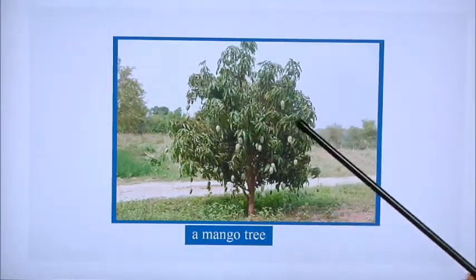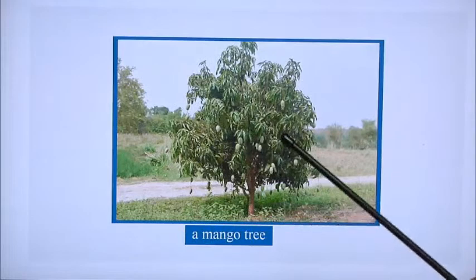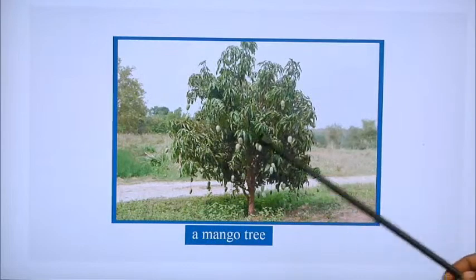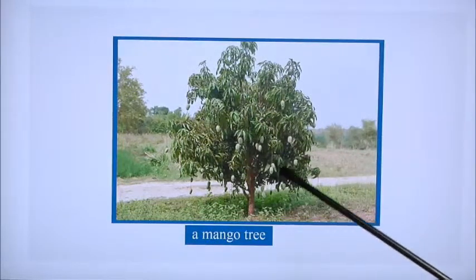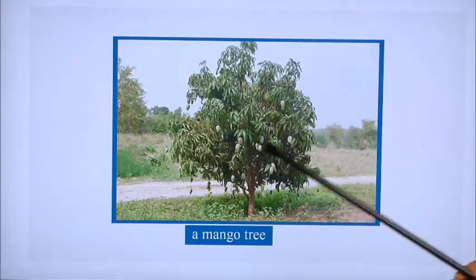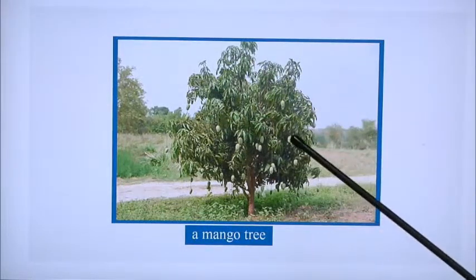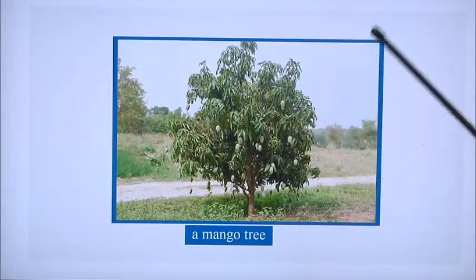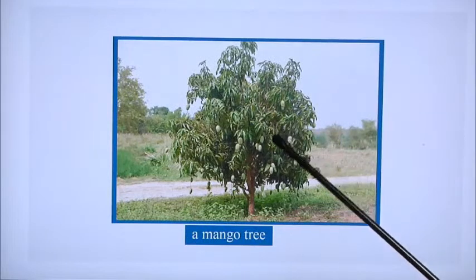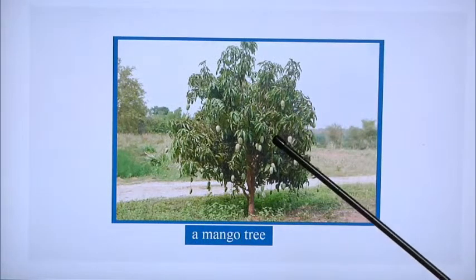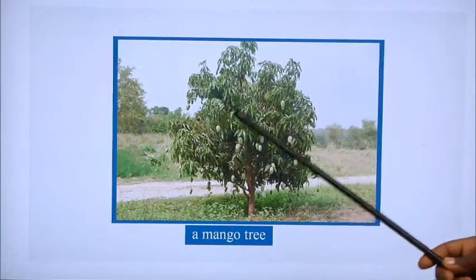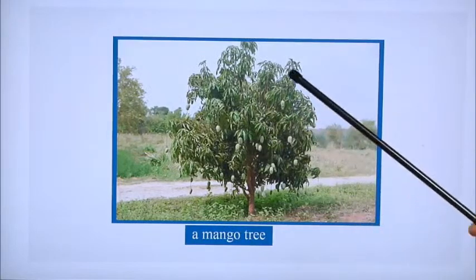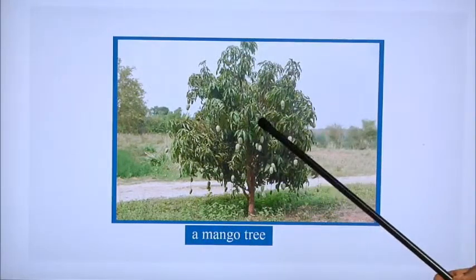Let's look at the branches. We have so many branches on this mango tree. We have leaves. Now, what is the color of the leaves? They are green. The green helps the plant to prepare its food. The green coloring matter in the leaf is called chlorophyll. And this helps the plant to prepare its food.